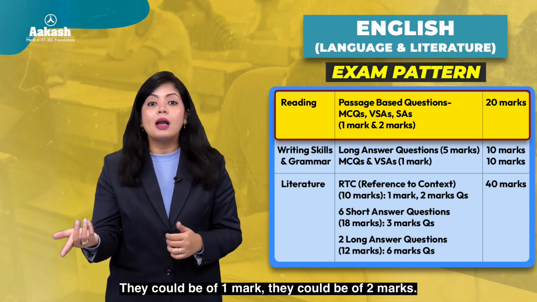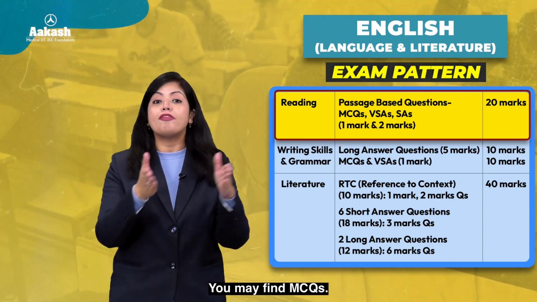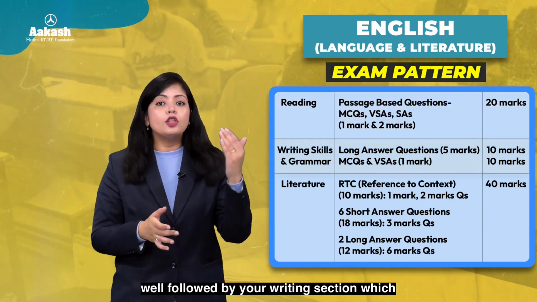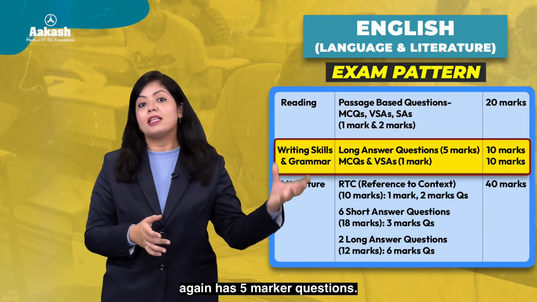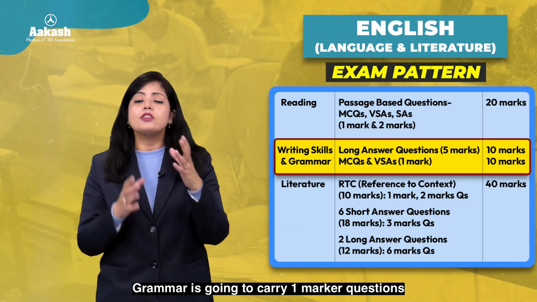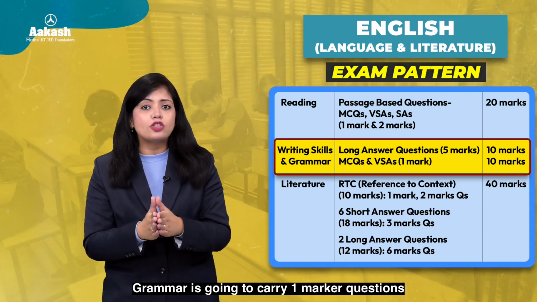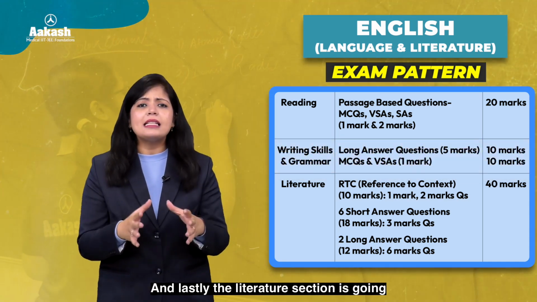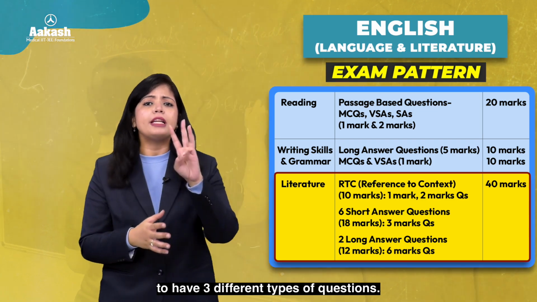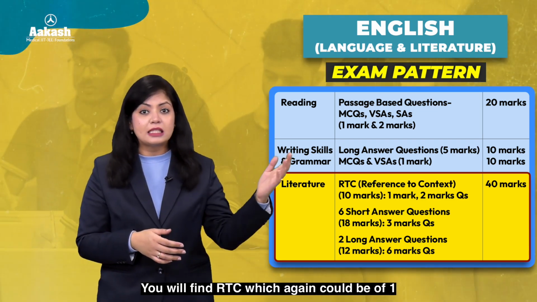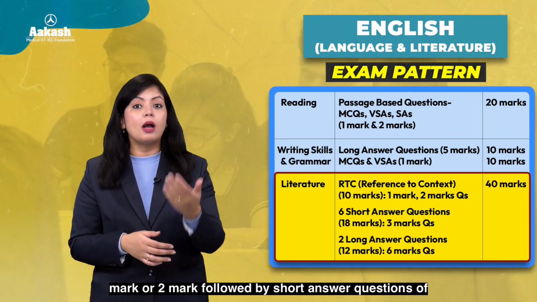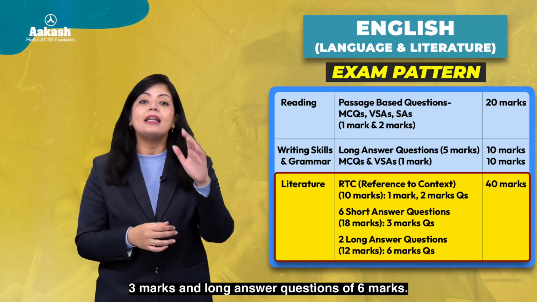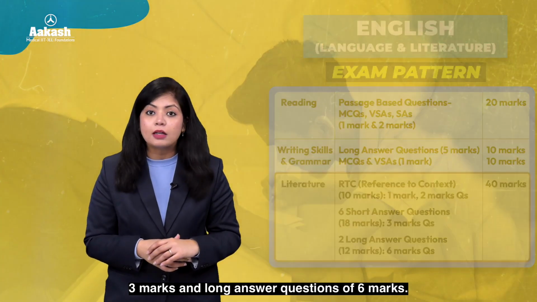They could be of 1 mark, they could be of 2 marks. You may find MCQs, you may find very short answers as well. Followed by your writing section, which again has 5 marker questions. Grammar is going to carry 1 marker questions either in MCQ format or subjective format. And lastly, the literature section is going to have 3 different types of questions. You will find RTCs, which again could be of 1 mark or 2 marks, followed by short answer questions of 3 marks and long answer questions of 6 marks.